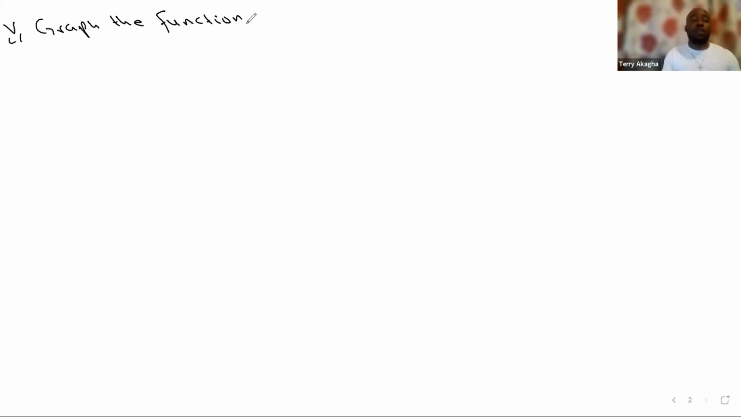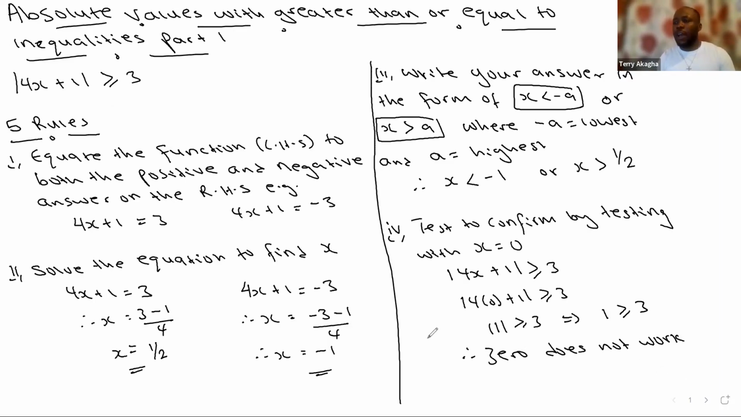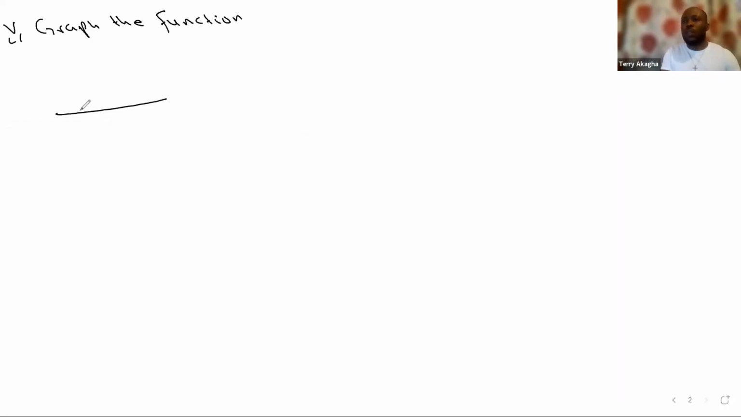Okay, so you have to graph the function. Similar to what I told you, you can first start with a number line. The values for x we have here are a half and minus 1. So you can say this is minus 1, this is 0, and this is a half. Okay, that is it.